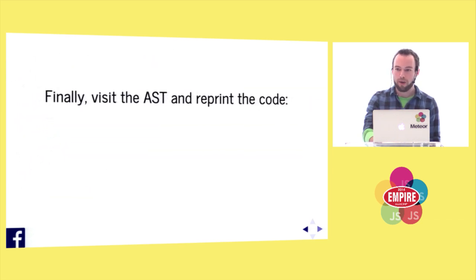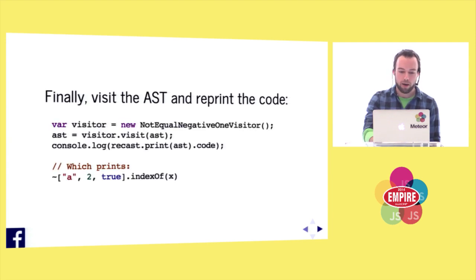So what remains? Well, you've modified the abstract syntax tree, but what you probably really want is concrete syntax. Abstract syntax is fine and good, but you can't run it. So you create one of these visitors, and you visit the AST, which modifies it, and then you call recast.print on that AST, and get the code property of the little object that it returns, and that prints out this expression with a tilde in front of it, and no more comparison against -1.